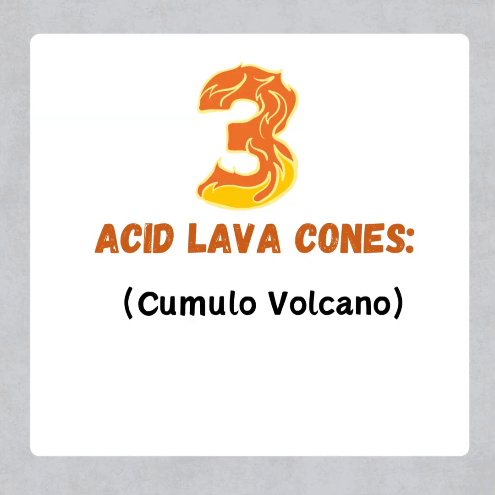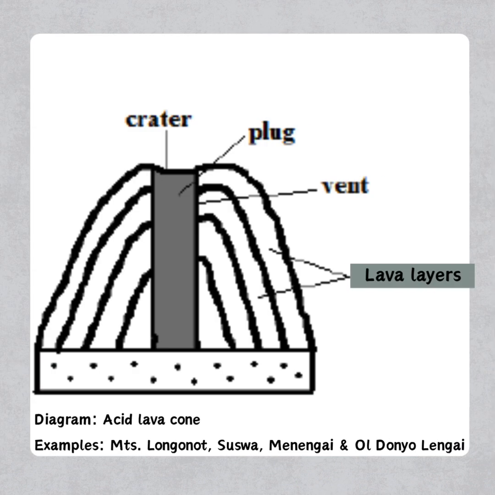The third type of feature formed through vent eruption is an acid lava cone. Acid lava cones are also called cumulovolcanoes. They are formed from acid lava which is very viscous or very thick. Because of this high viscosity, acid lava only flows over a short distance before it cools and solidifies. This diagram illustrates formation of an acid lava cone.